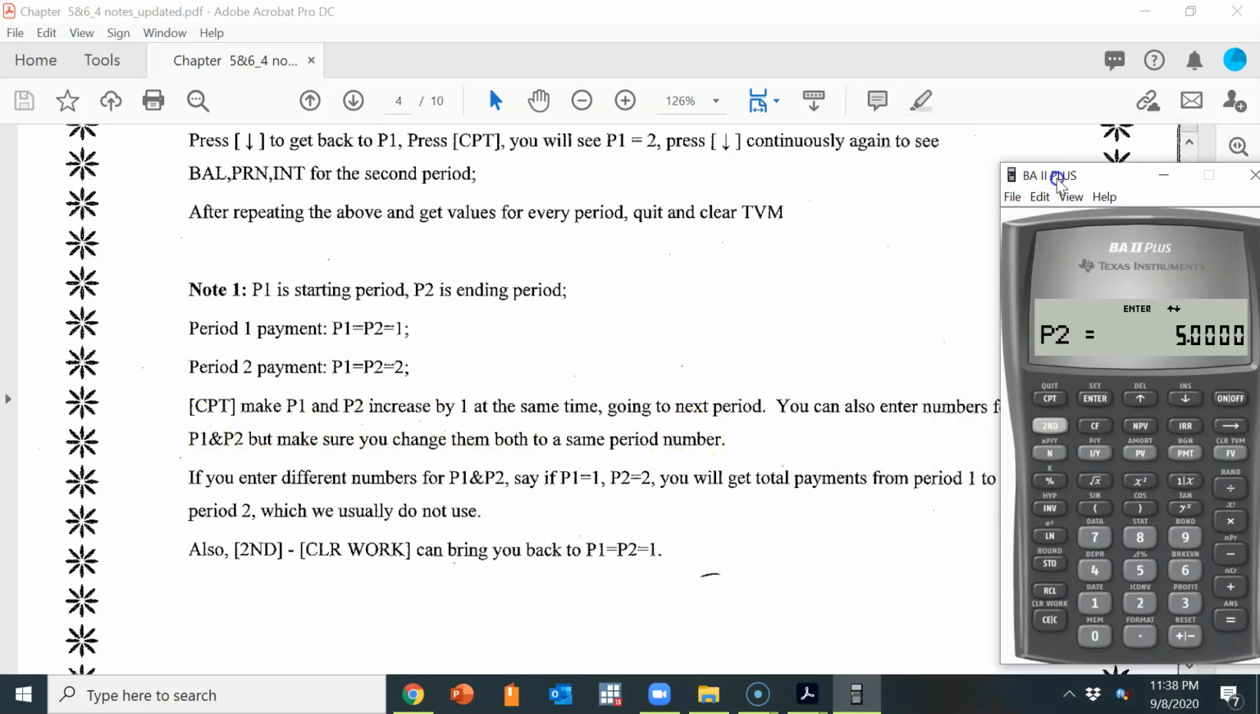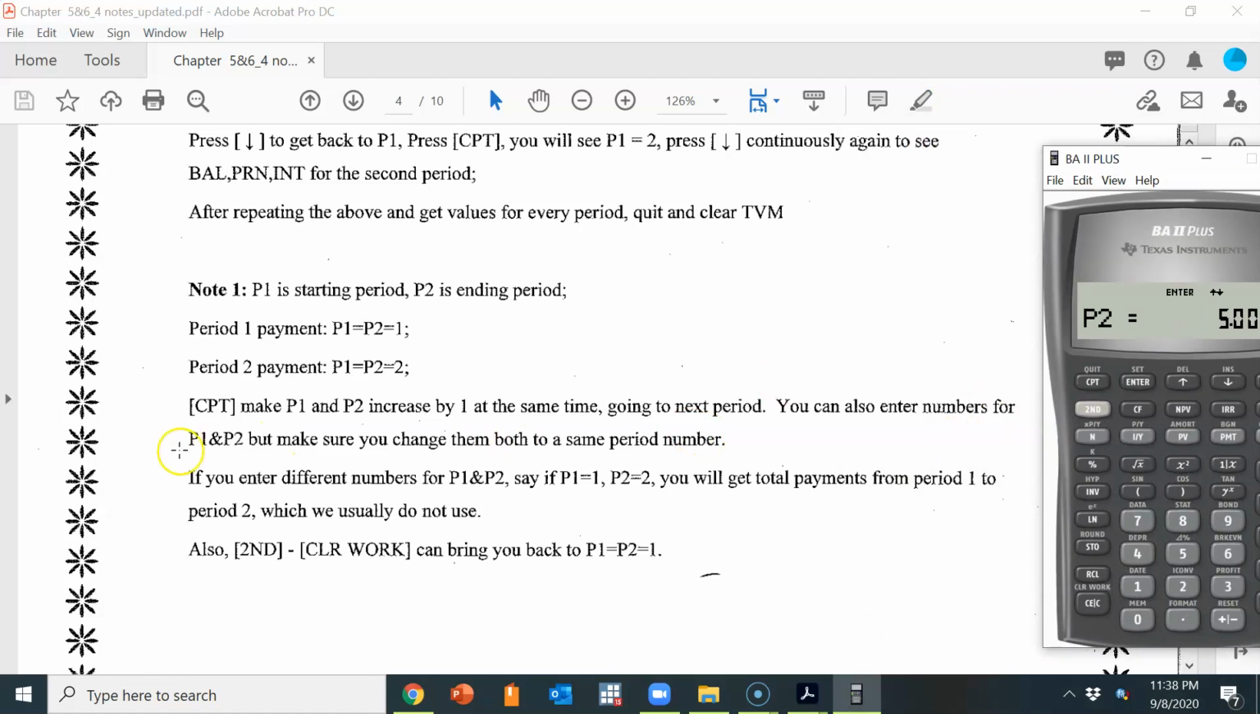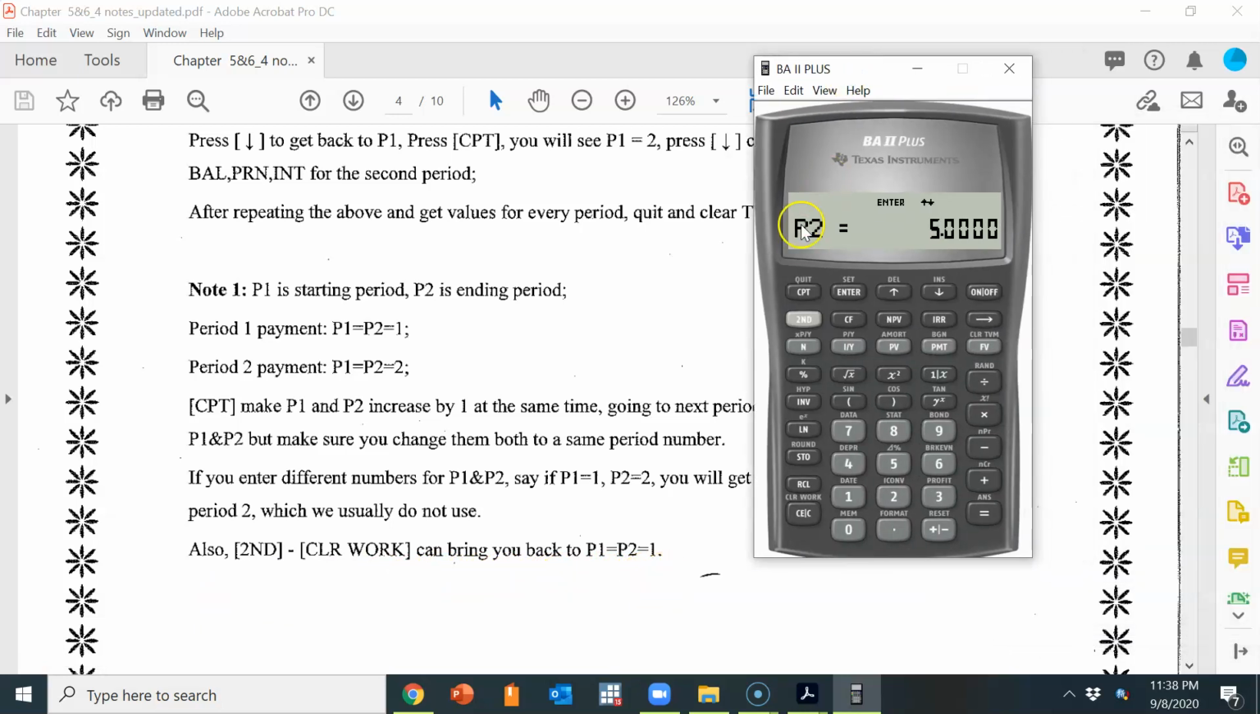You can also enter numbers for P1 and P2, but make sure you change them both to the same period number. If you enter different numbers for P1 and P2, say if you put P1 as 1, P2 as 2, you will get total payments from period 1 to period 2, which we usually do not use. Also, second clear work can bring you back to P1 equals to P2 equals 1. Okay, so now I'm at P1 equals to P2 equals 5.